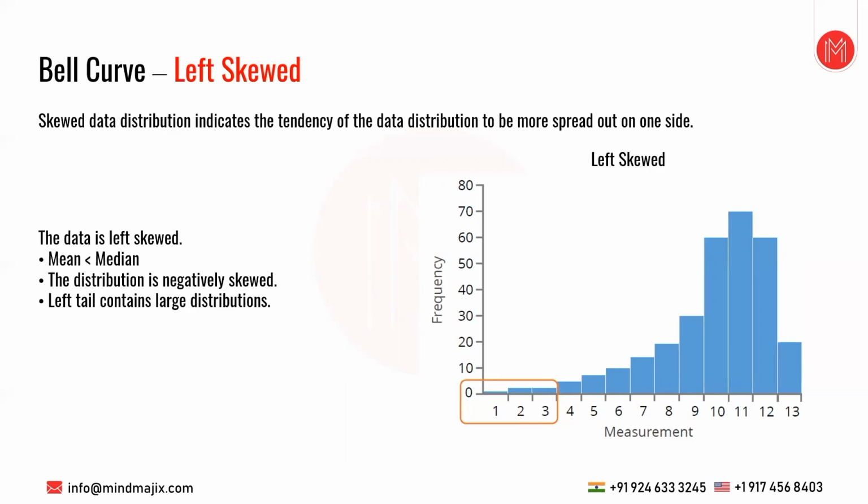A left skewed curve, or left skewed distribution, has a long left tail. Left skewed distributions are also called negatively skewed distributions, because there is a long tail in the negative direction on the number line. So that's why the data is left skewed. The mean is less than the median, the distribution is negatively skewed, and the left tail contains the larger distribution. If you look at the left hand side, you are getting more examples, and on the right hand side the measurement is very low, but the frequency is very high on the left side. So that's why it's left skewed.